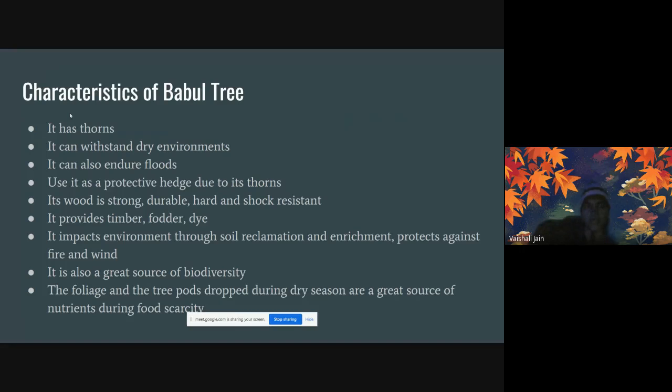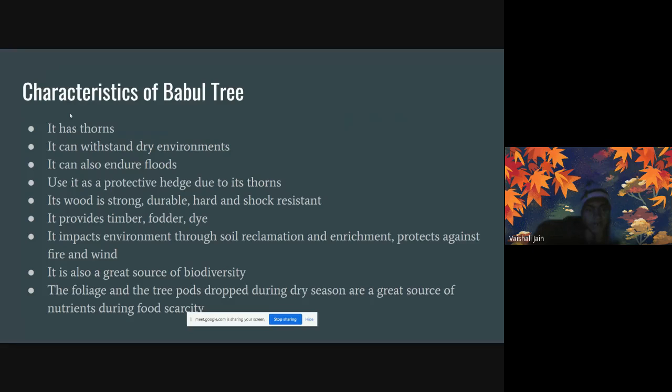So let's see what the characteristics of a babul tree are. Babul tree has thorns. It can withstand dry environments. It can also endure floods. It can be used as a protective hedge due to its thorns. Its wood is strong, durable, hard, and shock resistant. It provides timber, fodder, and dye. It impacts the environment through soil reclamation and enrichment, and protects against fire and wind.